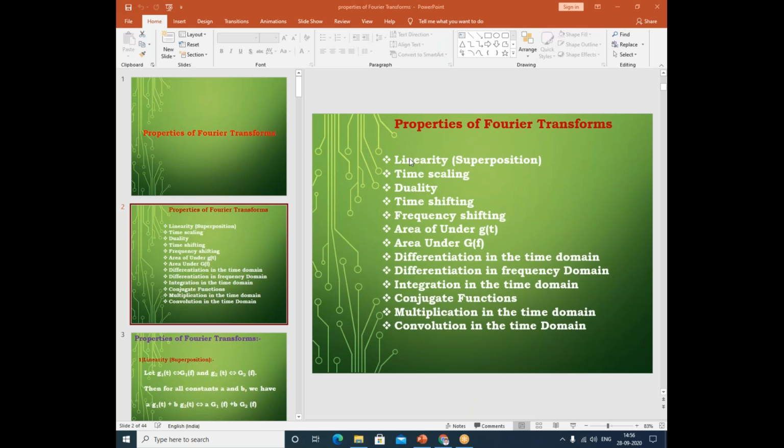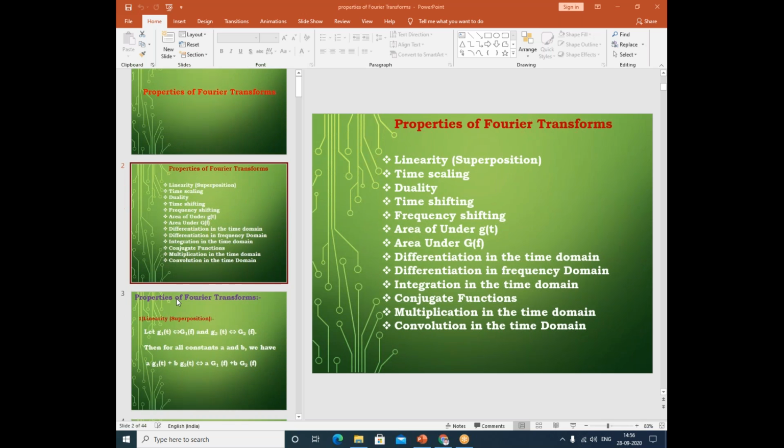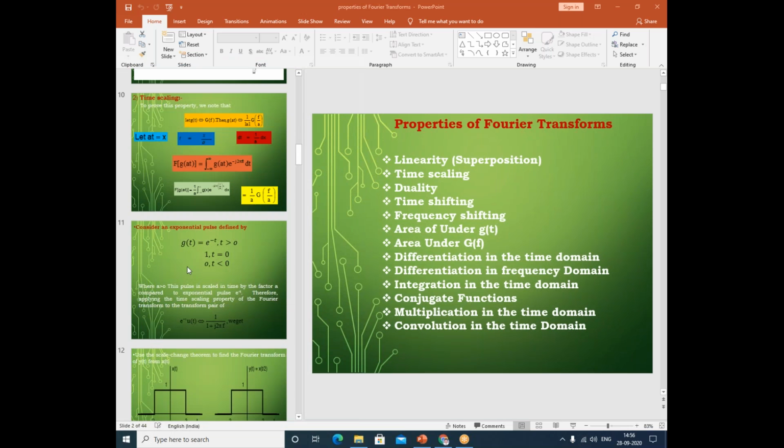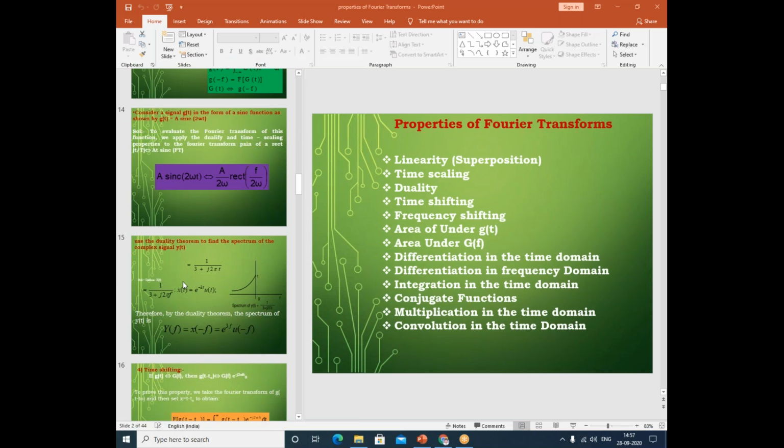So far we discussed linearity property, time scaling property, duality property, and time shifting property also. Now, in today's class, I'm going to solve few problems on time shifting property. Then we'll go for the other properties. Now let us see the time shifting property.